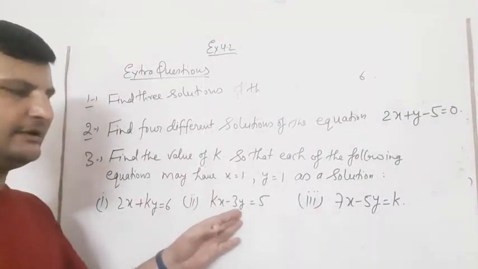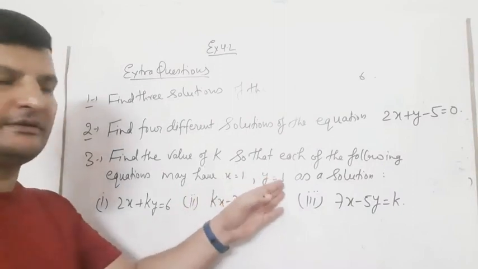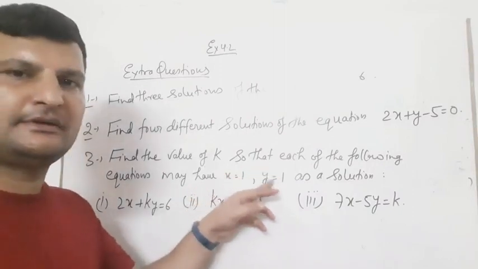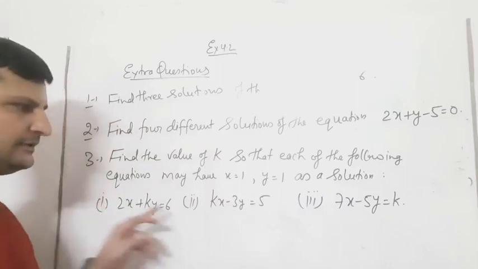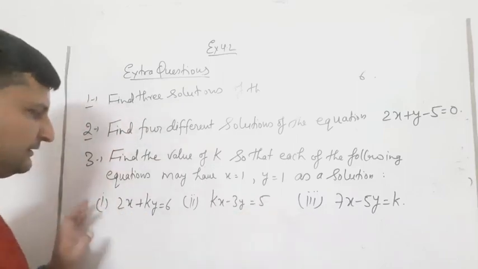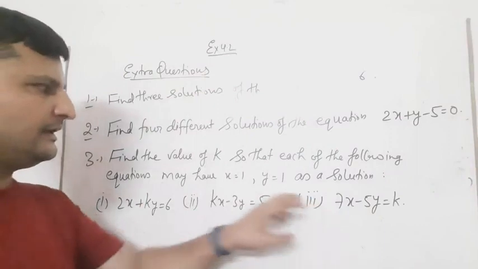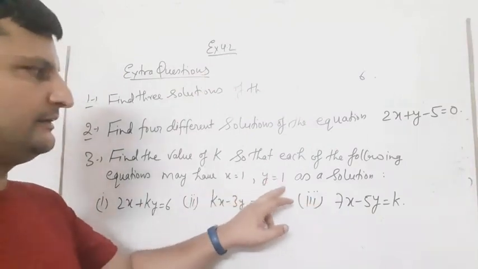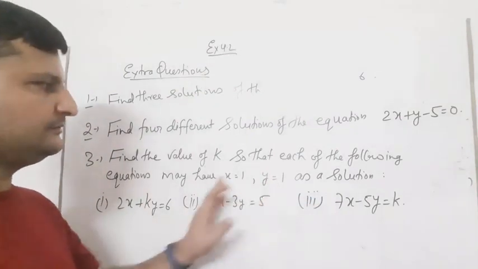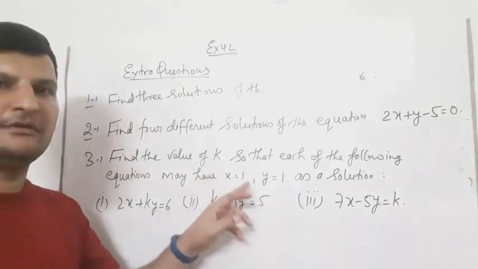Similarly here, put the values x is equal to 1 and y is equal to 1, because x is equal to 1 and y is equal to 1 is the solution of this equation, and this equation also. So you have to solve these three equations with the help of x is equal to 1 and y is equal to 1. It is not given separately. So this is the solution of this equation. You will get the value of k.